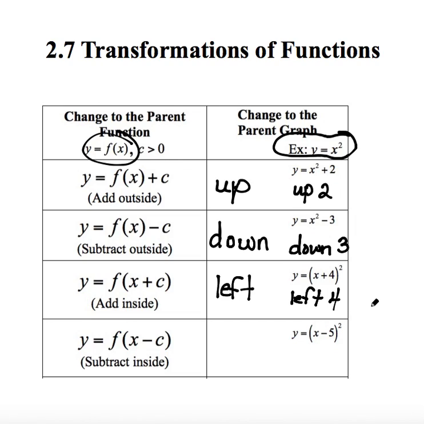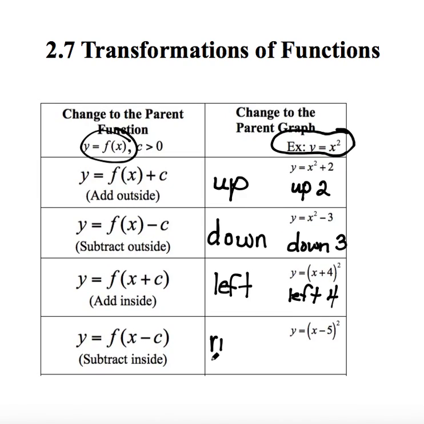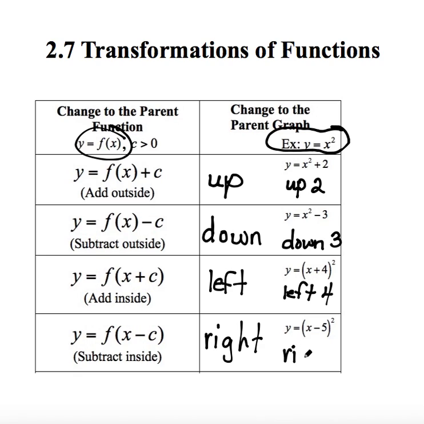All right, our next one, you can probably guess what the next one's going to be. When you're subtracting on the inside, so f of x minus c, that is going to be a shift to the right. In our example, we have y equals the quantity x minus 5 squared. So we are shifting the x squared graph 5 units to the right. So we're going to go right 5.